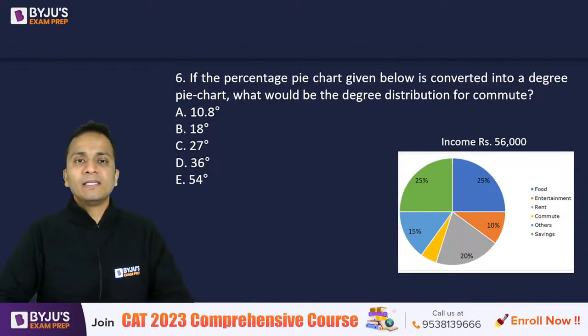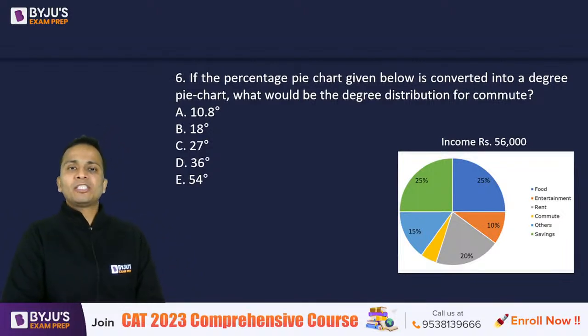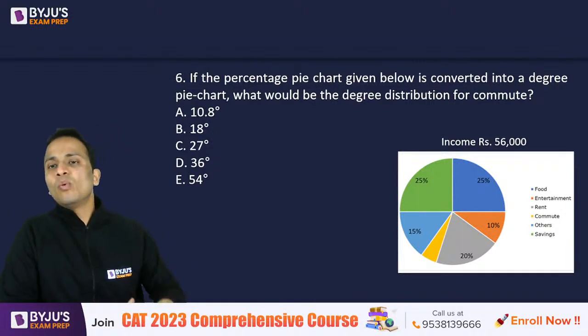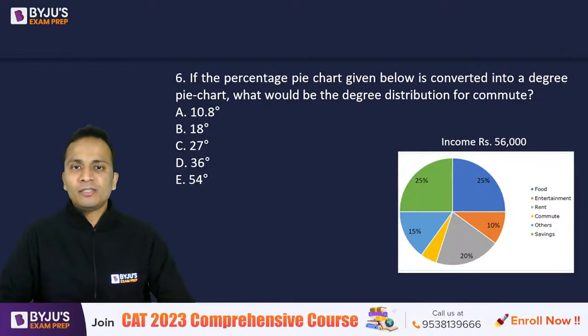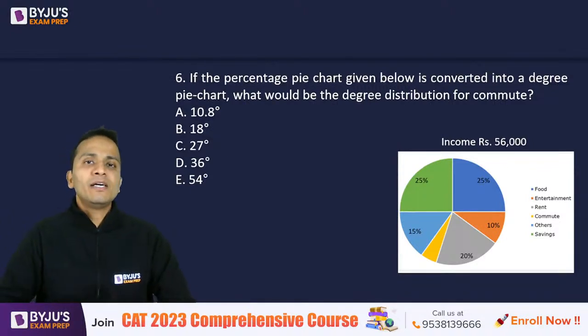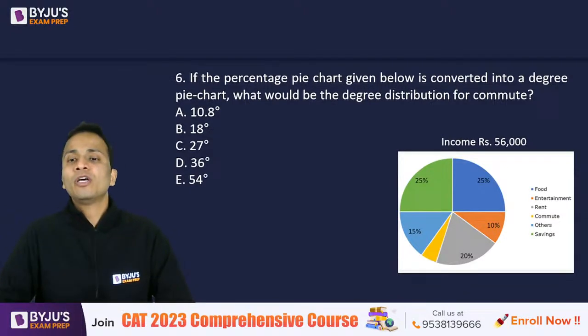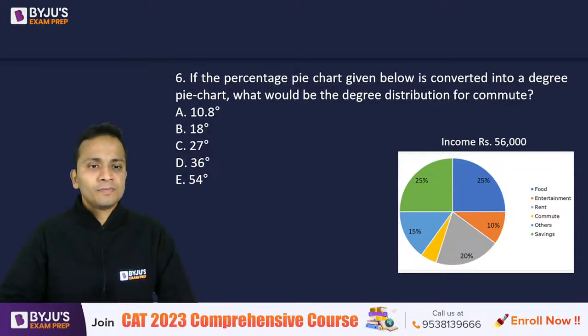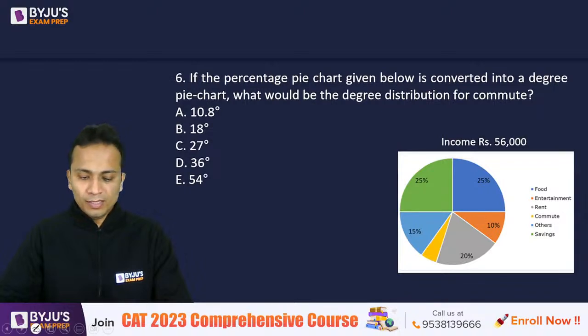Question number 6. Now, question number 6 is asking you to basically convert these percentages into degrees. So, if the percentage pie chart given below is converted into a degree pie chart, then what will be the degree contribution or distribution for commute? Quickly give me an answer.